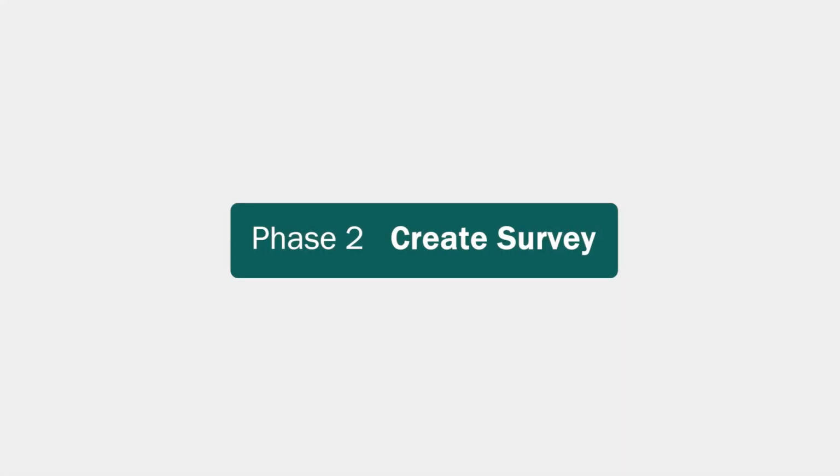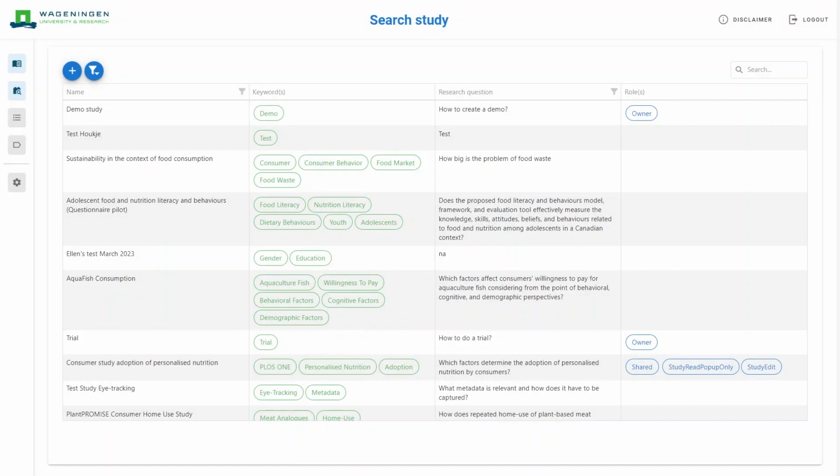Phase 2. Create survey. There are 3 methods to create a survey. The first method is going through the Edit Study page. Surveys can be created and managed in the Studies Edit page under the Surveys header.